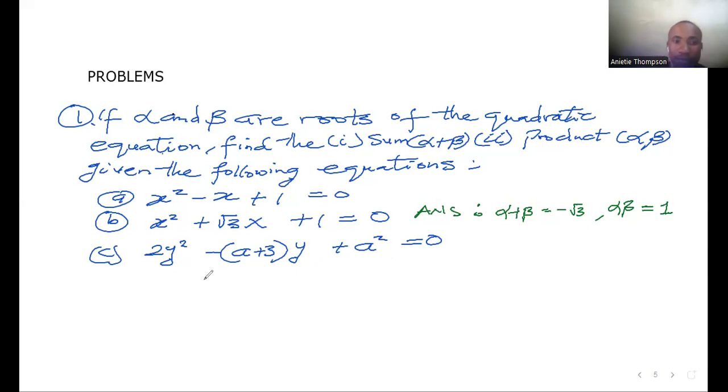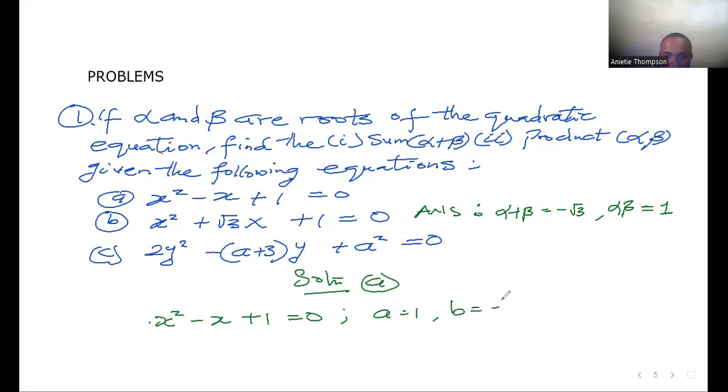Okay. So solution. Let's look at it. Having the quadratic equation x squared minus x plus 1 equal to 0, if you look at it, the leading coefficient A equals 1, B equals minus 1, and C equals 1.